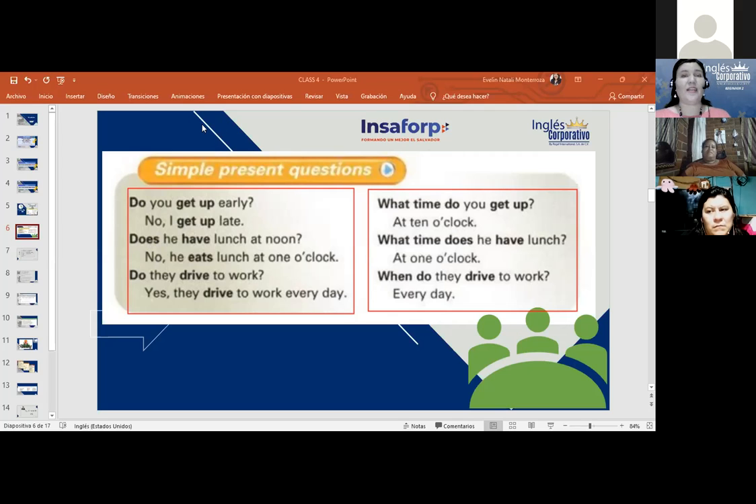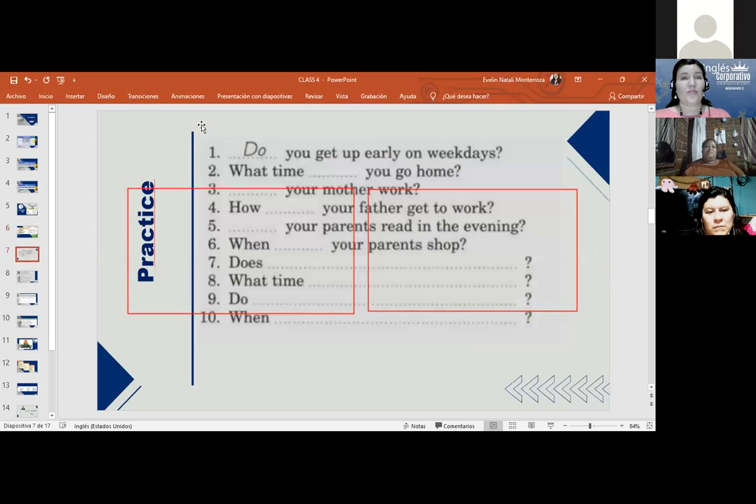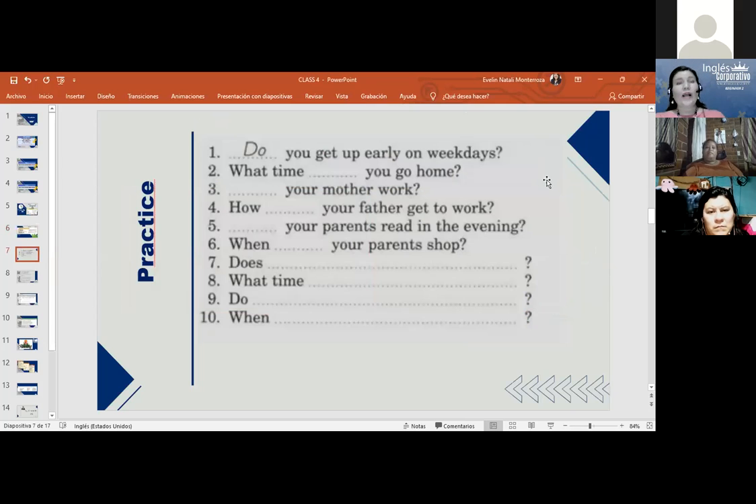Thank you, Esmeralda. It was an excellent answer. So to create these ones, what do you think is necessary to complete these sentences? Ahí les dejo unas oraciones. ¿Cómo las completaríamos? Do, the second one. Do you get up early on weekends? Esa es la primera, on weekdays. What time?